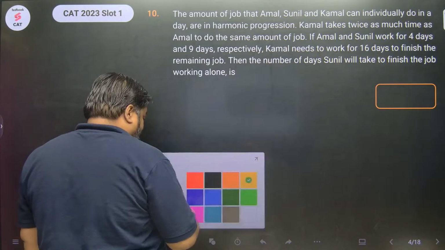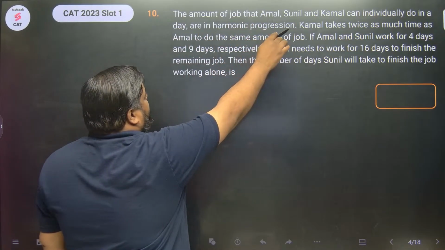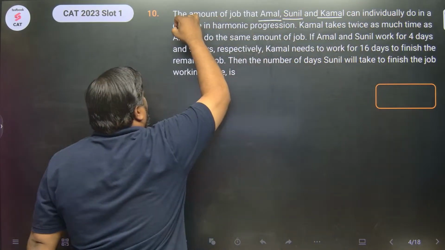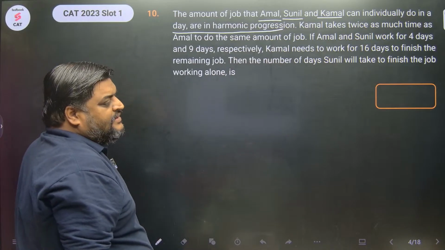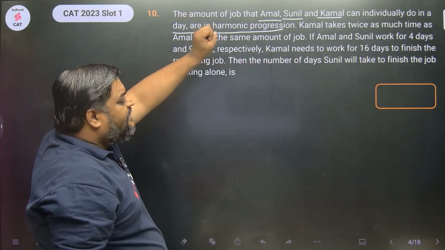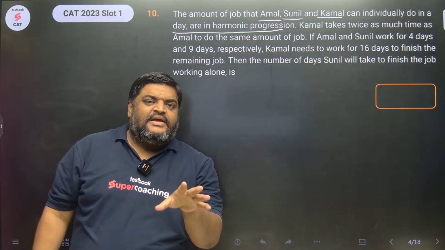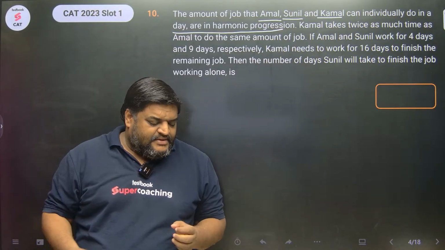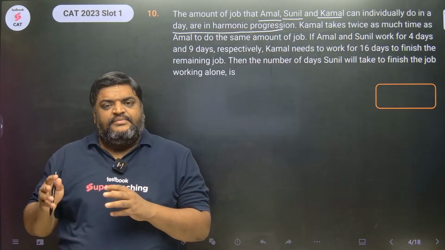Now, what is in this question? Question comes from time and work. The amount of job that Amal, Sunil and Kamal can individually do in a day are in harmonic progression. Okay. See, the amount of job they can do in a day is nothing but efficiency. The amount of work done per day is called efficiency. So efficiency is in harmonic progression.